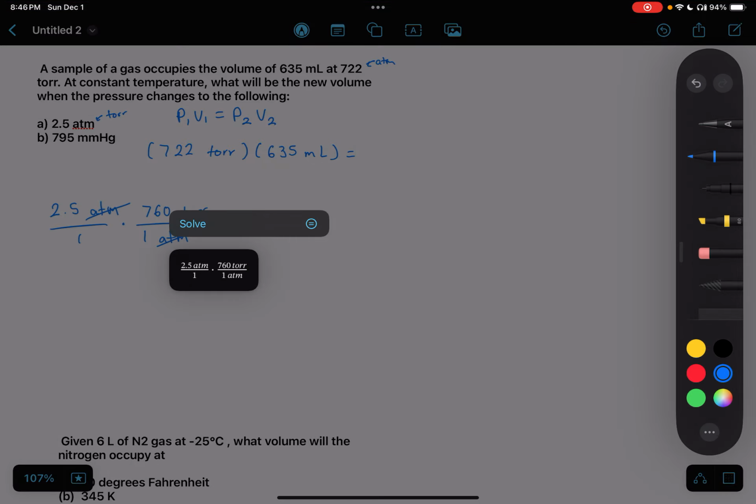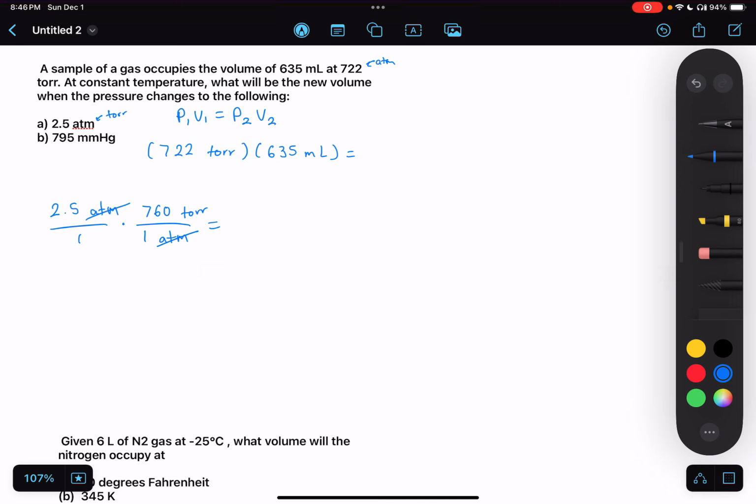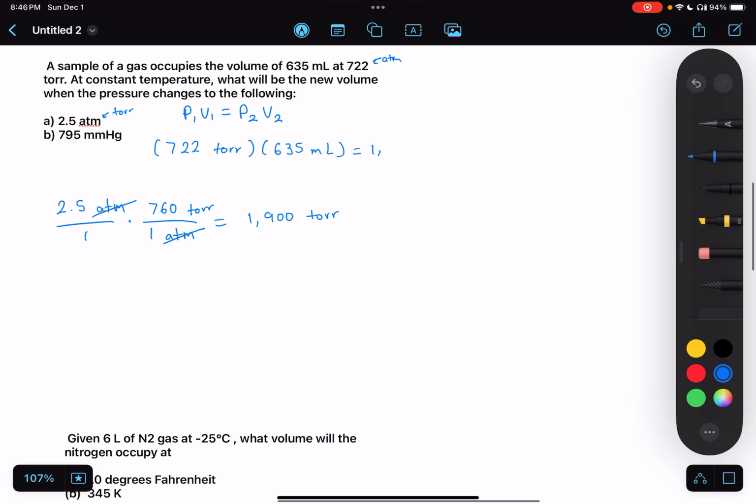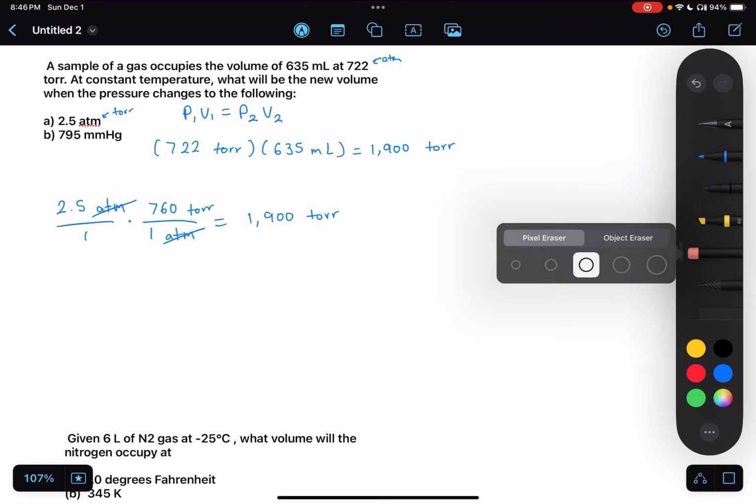So 2.5 times 760. Yeah, 2.5 times 760 real quick. One second. And that gives me 1,900 atmospheres. Wait, hold on. Torr. Sorry. So 1,900 torr. Okay. So what will be the volume at 1,900 torr? Let me just erase this real quick. All right.